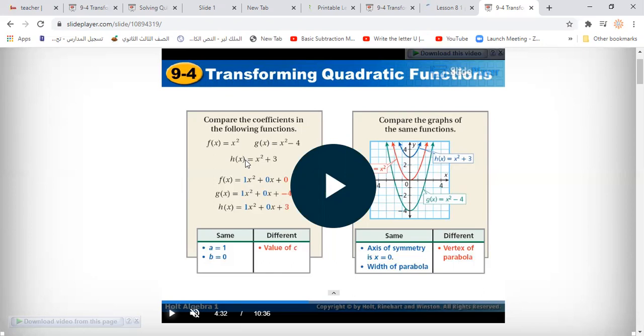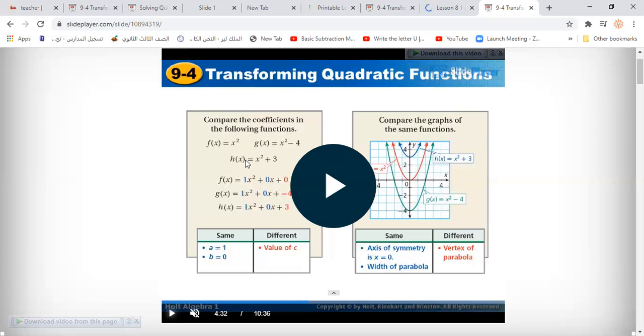Then we have the coefficient before x squared, or the value of a, the same, and all of them equal 1. And we have the value of b equal 0, but we have different values of c. Then if I want to compare, here in the left side, we compared already the coefficients in the following functions.